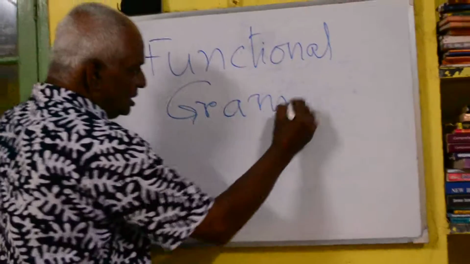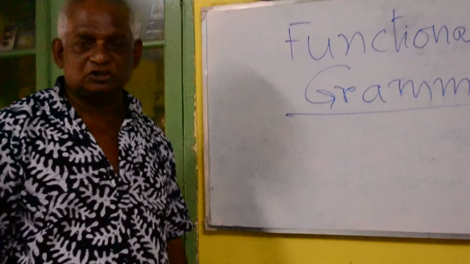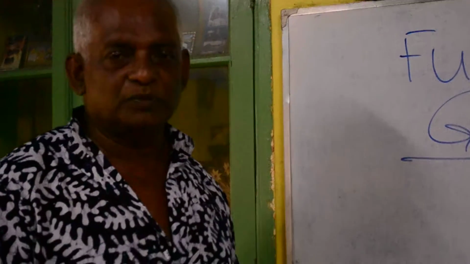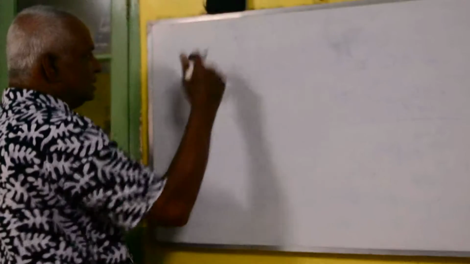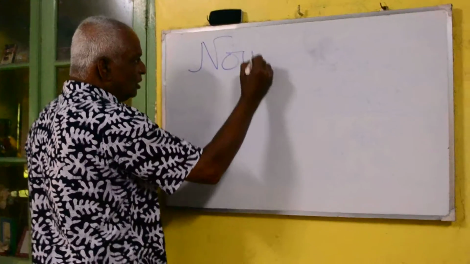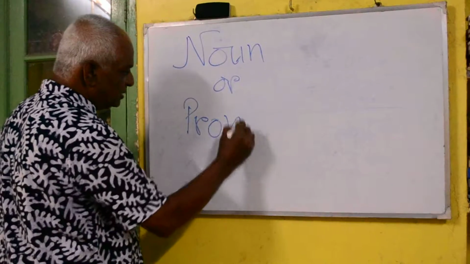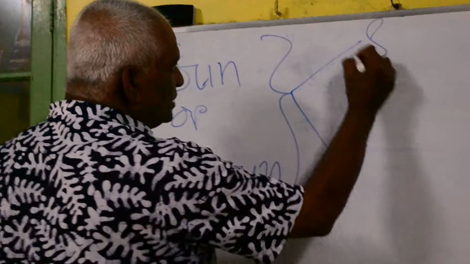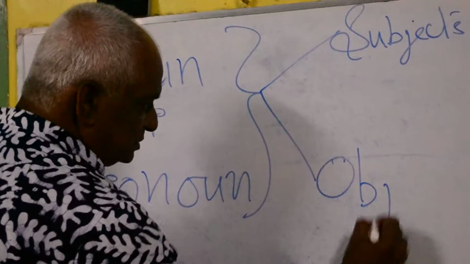Functional grammar means how the parts of speech are used. For example, to begin with, you know the names, noun or pronoun. Noun or pronoun, both are the same. Pronouns are used in place of nouns when the repetition is very odd to hear. They function in two ways. They are either subjects in a sentence or objects.